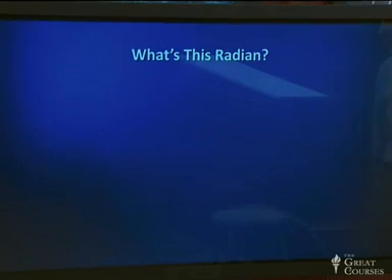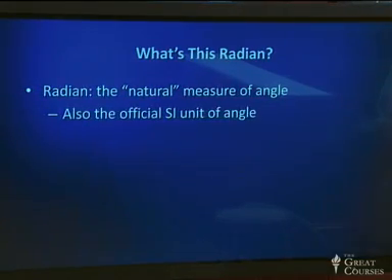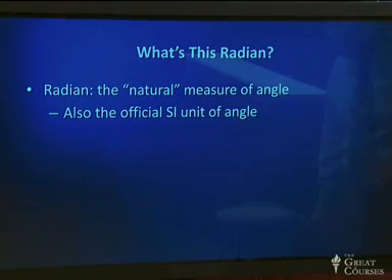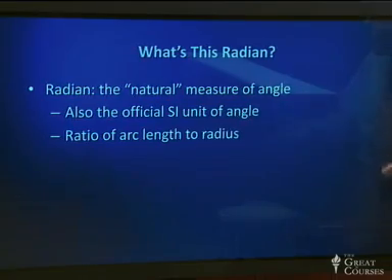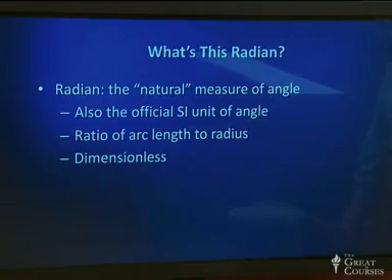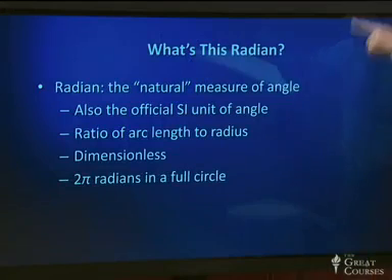What is this radian thing? Let's take a look on the big screen here, our math screen. What is this radian? It's the natural measure of angle. It also happens to be the official SI unit for angle. What's a radian? It's the ratio of the arc length to the radius on a circle, or a circular arc. It's a dimensionless quantity because it's a ratio of one length to another. That's why I can say radians per second is also just seconds to the -1, 1 over seconds, inverse seconds, because it's dimensionless. 2 pi radians in a full circle.